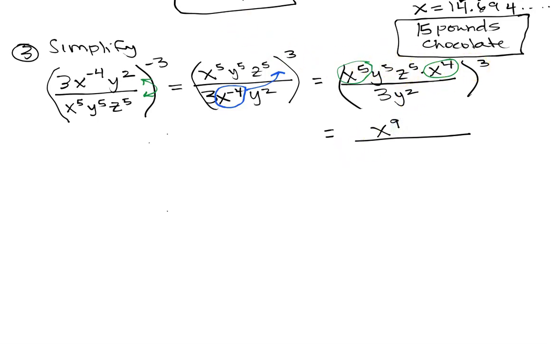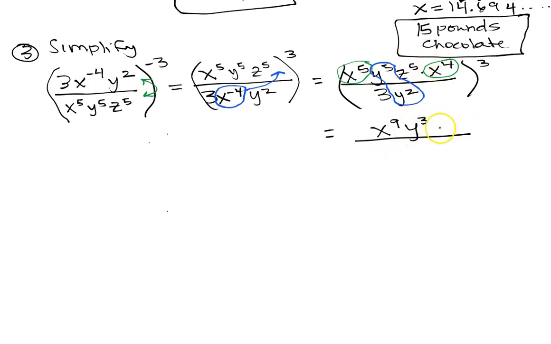And then I can see I also have these y's that I need to combine together. These are connected by division, so that means I need to subtract the exponents. So y to the 5th divided by y to the 2nd, I need to do 5 minus 2, which is 3. So I get y to the 3rd on the top.